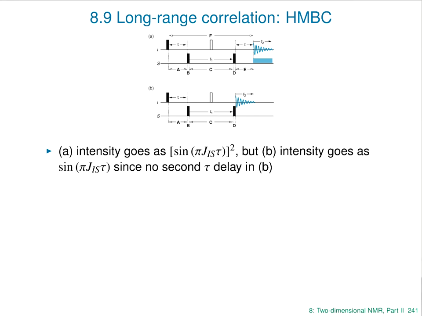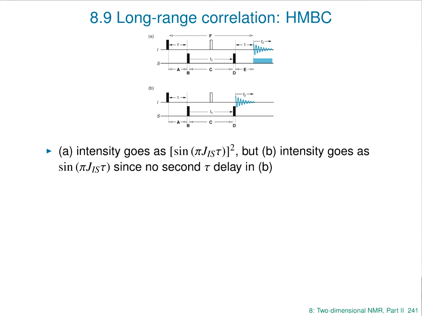There's another problem we need to worry about, and that is that in the experiment I showed you, which is pulse sequence A, there are two delays, tau, and the intensity will go as sine squared of pi J tau. Now, if you chose to do away with the broadband decoupling, you could shorten the pulse sequence to the one shown in B, and that only has one value of tau, and now the intensity goes as just sine pi J tau. Now, why might that be an advantage?